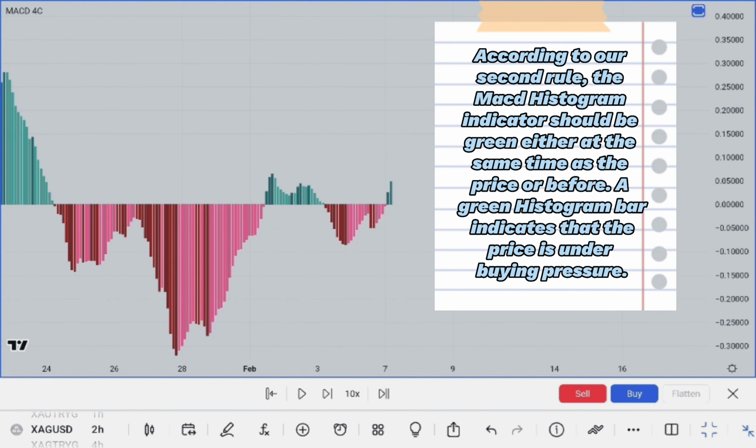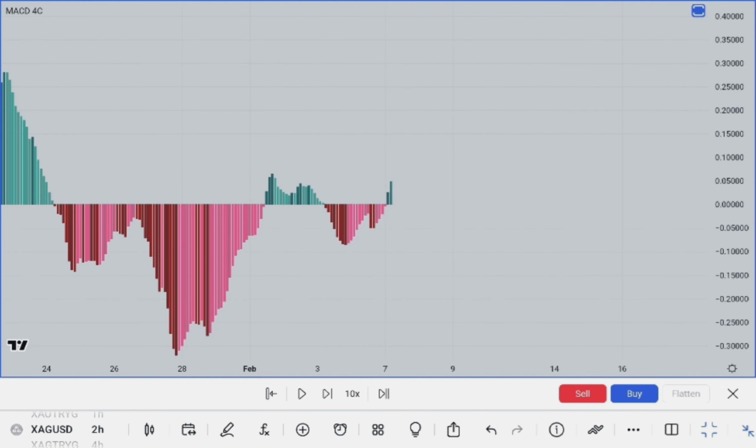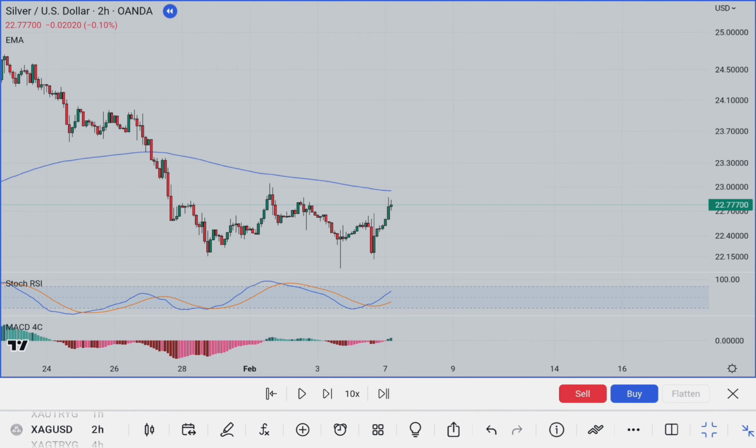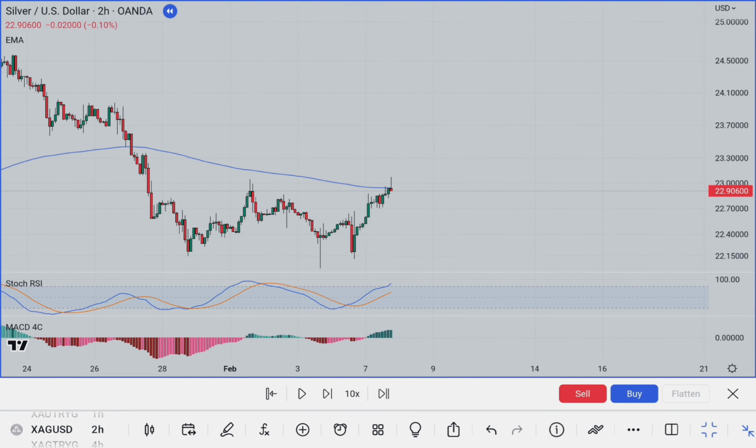According to our second rule, the MACD histogram indicator should be green either at the same time as the price or before. A green histogram bar indicates that the price is under buying pressure.